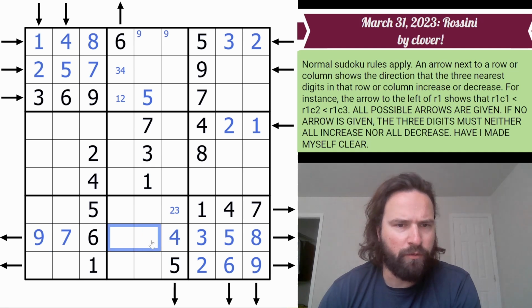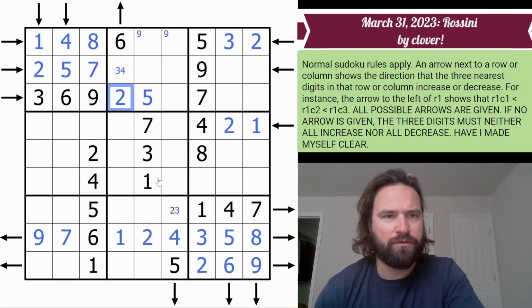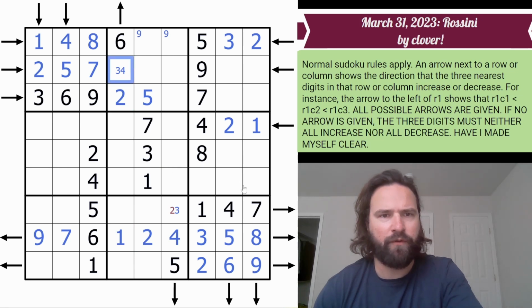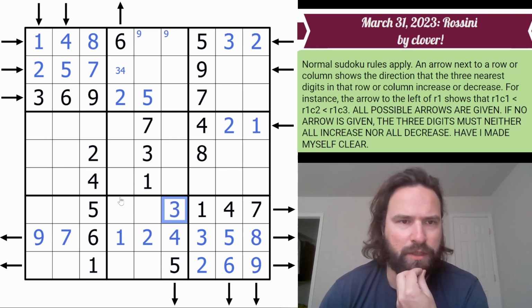Awesome. What are these two numbers? 1 and 2. So this is a 2. This is a... Oh, no, other way around. 1, 2. This is a 2. This could still be a 3 or a 4. This is a 3. Awesome.